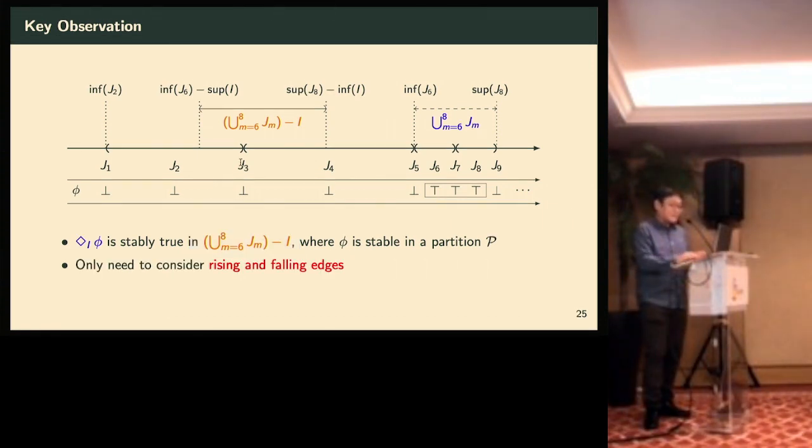Now we can observe that instead of all the points, we can only consider rising and falling edges. A rising edge means it becomes true for the first time, and a falling edge means true to false. By doing that, we can ignore many redundant positions. Of course, we have to keep track of the actual truth value.